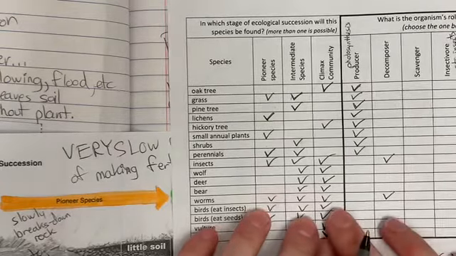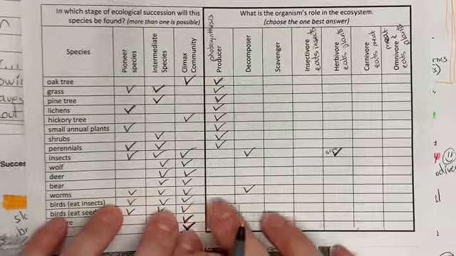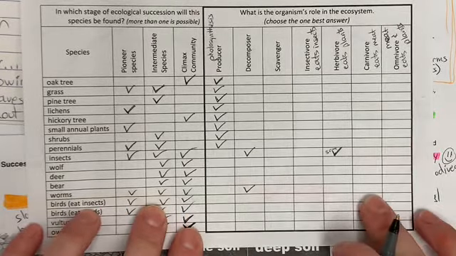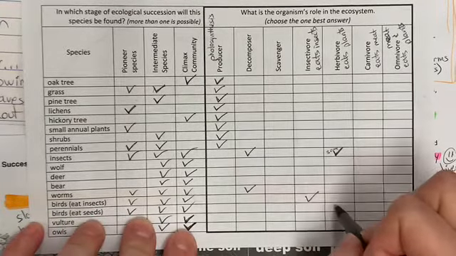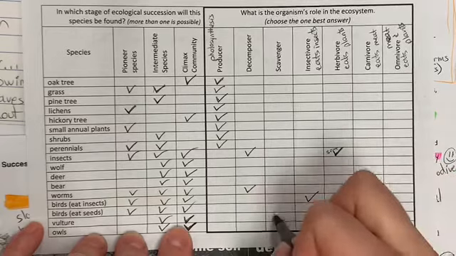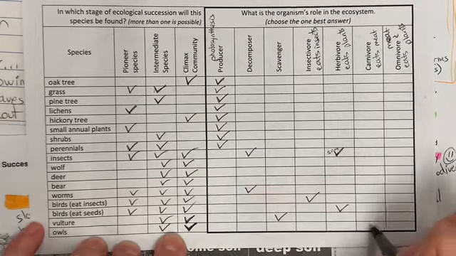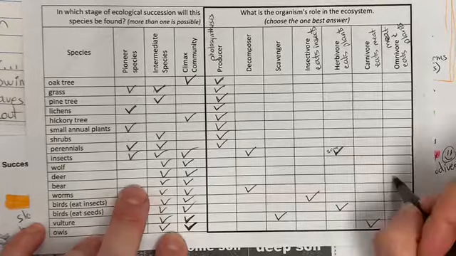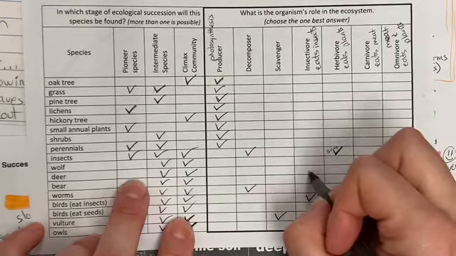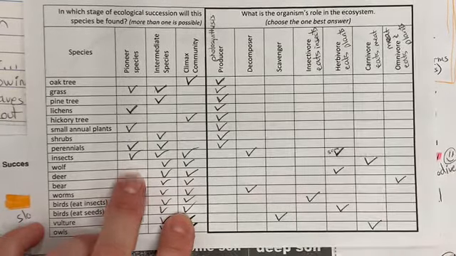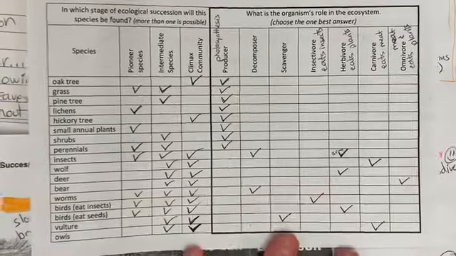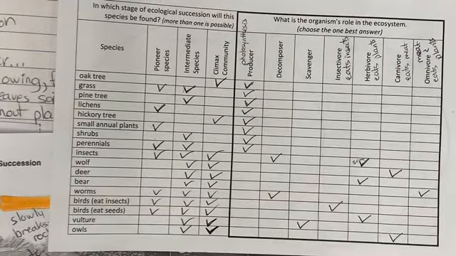Now, over here, how do we classify? Birds that eat insects are insectivores. Birds that eat seeds are herbivores. Vultures are scavengers. Owls are carnivores. Bears are omnivores. Deer are herbivores. And wolves are carnivores. Any questions? You know the bear eats fruit and stuff too? Yeah, bears eat fruit, fish. If they can catch a deer, they'll eat it. So they'll eat a variety of things.